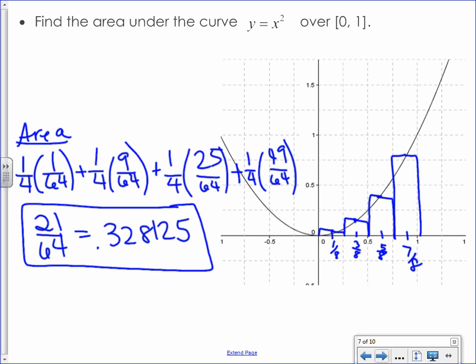Okay. Our rectangles are pretty small because they're only 1/4 in length. Width, whatever. Okay. Does anyone have any questions on how we're getting the height? Are we okay with the height? Okay.